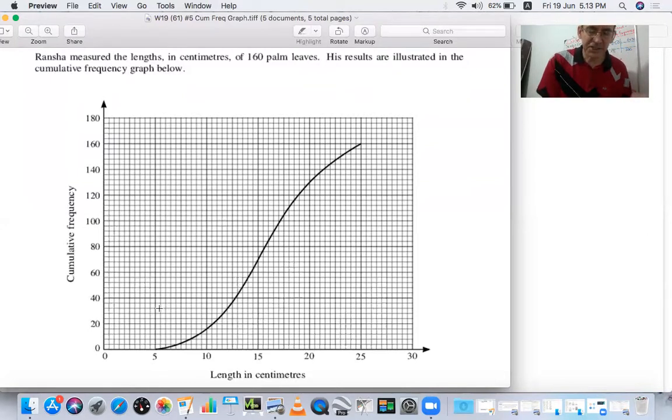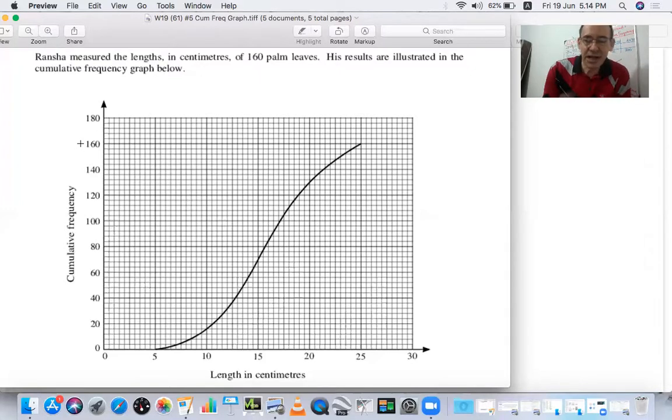But pay attention to less than, more than. Your graph is automatically calibrated to less than. So this said 10% has a certain length or more, so that "or more" tells us we want to take it from the top. So 10% of 160 is 16.